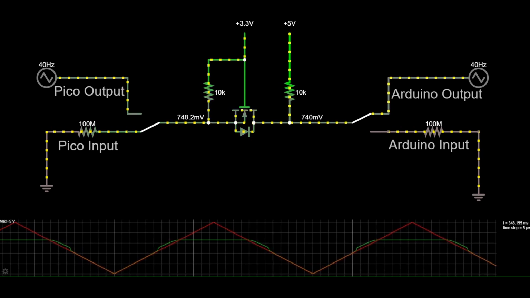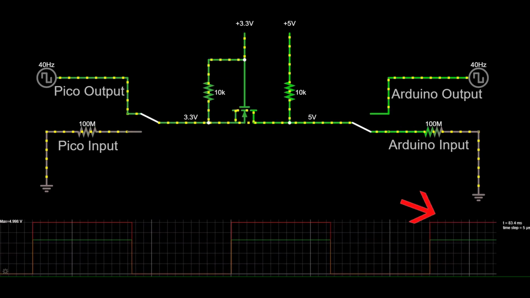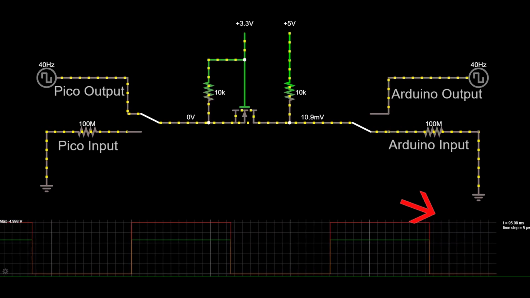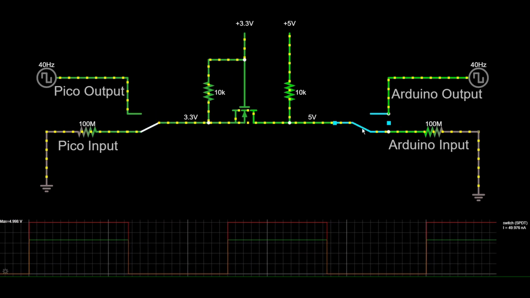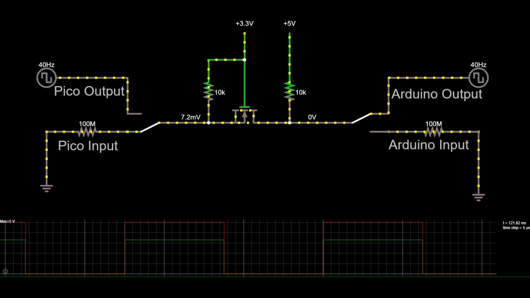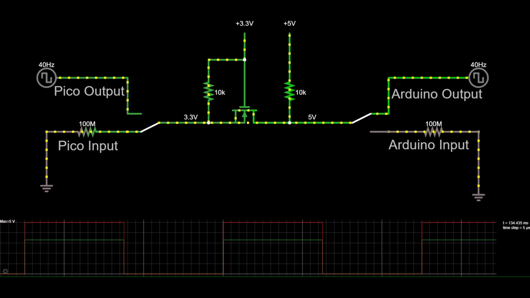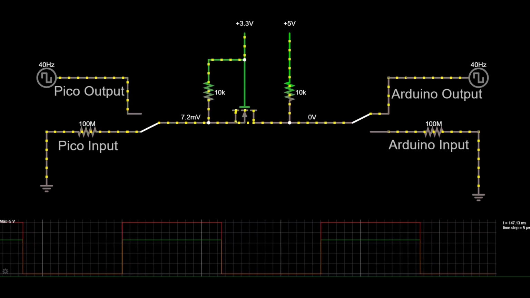Now let's simulate data signals. When we input a square wave to the low-level side of the level shifter, we see a nice crisp square wave on the high side output. The same holds true when we input a square wave into the high-level side input. Let's look at a real-world example.